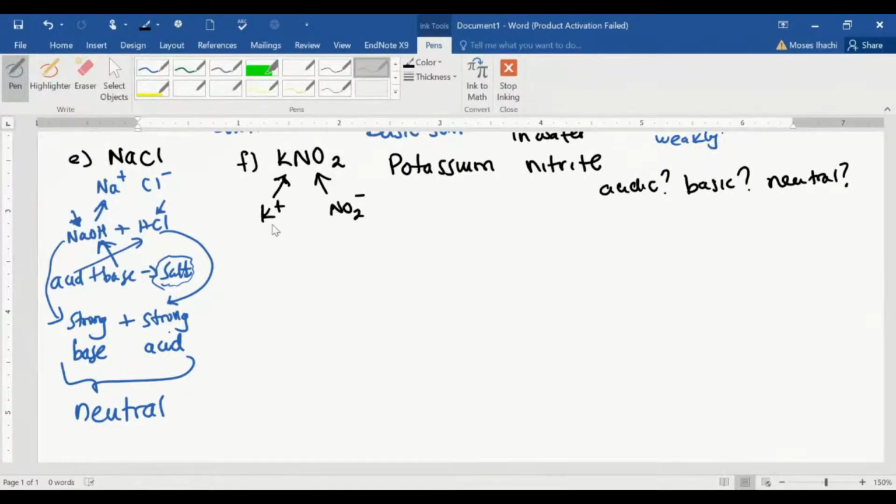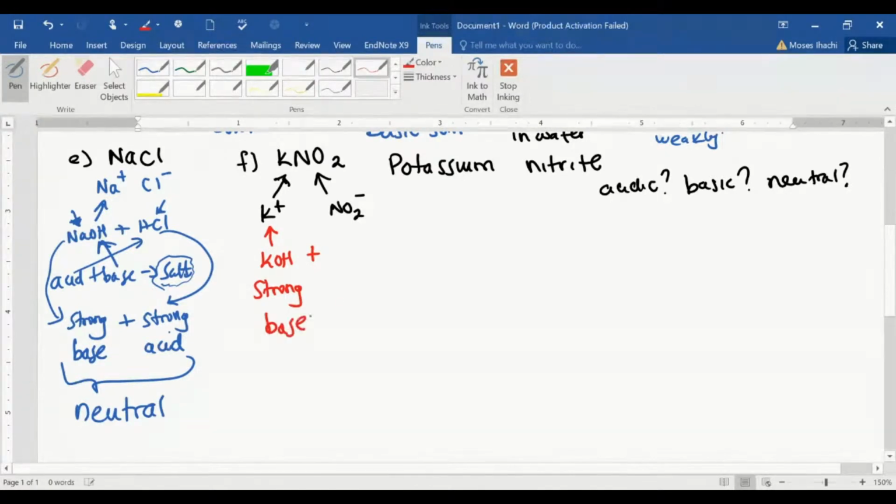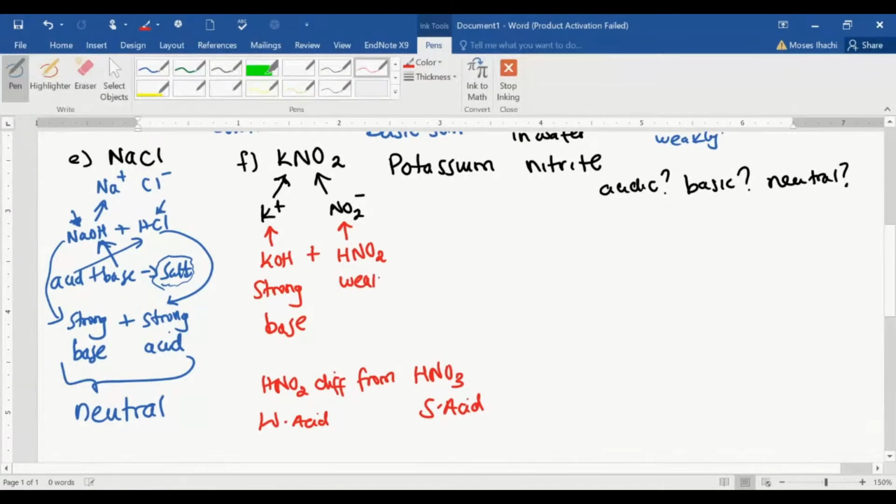So what is the source of K plus that would have made potassium nitrite? The source could have been KOH. That definitely is a strong base. And then what is the source that brought the nitrite? It must be HNO2. Remember, HNO2 is different from HNO3. HNO3 is a strong acid. HNO2 is a weak acid.